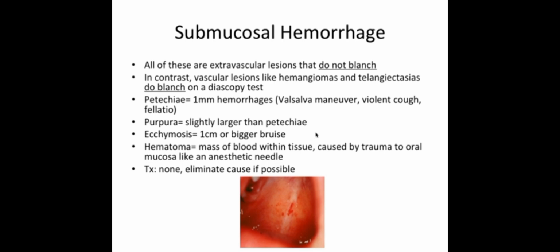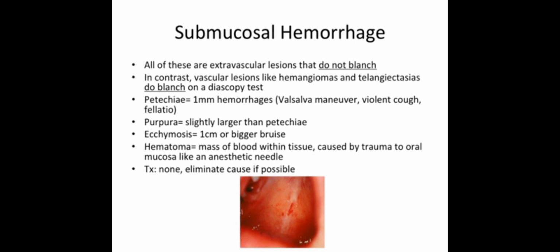And lastly, I'll talk a little bit about submucosal hemorrhage. So all of these are extravascular lesions that do not blanch. So a little bit about blanching. Basically, if the blood is out of the vessels into the tissues, they will not blanch. So think of water in a water balloon. If you squeeze the balloon, you can kind of move the water around a little bit. But as soon as water spills out of the balloon, you can't really move it around the same way.